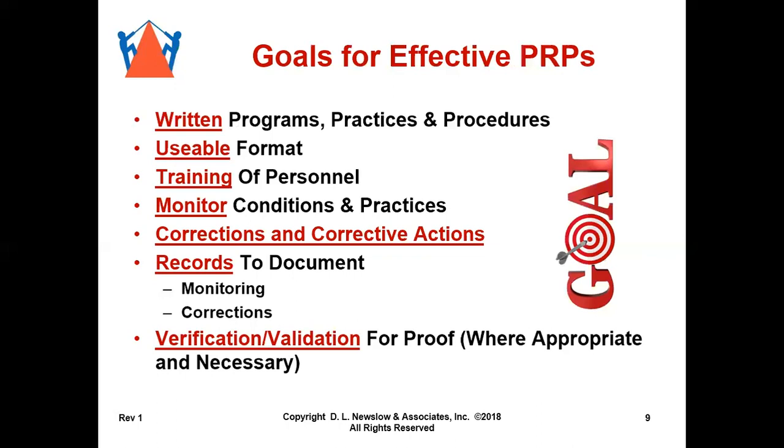You must monitor the conditions and practices, something similar to doing an internal audit program or having a GMP audit program. Have a corrections and corrective action program available, so if you do find a weakness in a prerequisite program that must be addressed, you can do so through your corrections or corrective action process. Records must be maintained to prove that you're doing what you say you're doing.